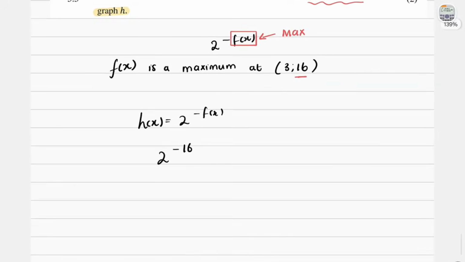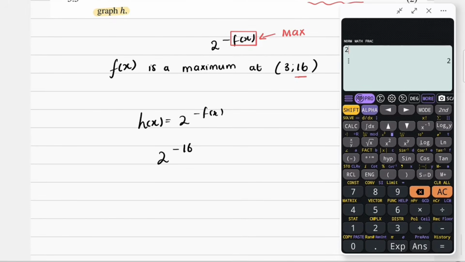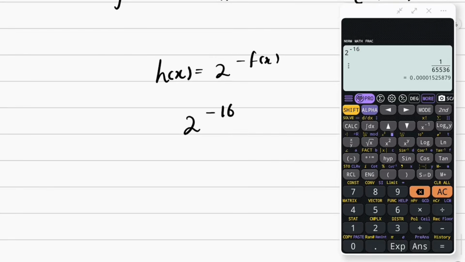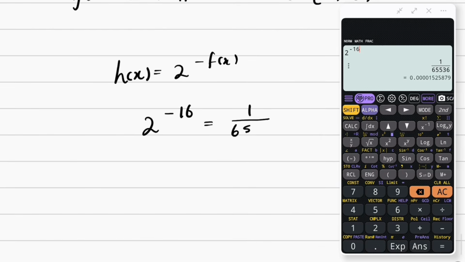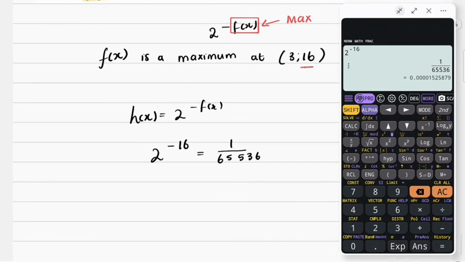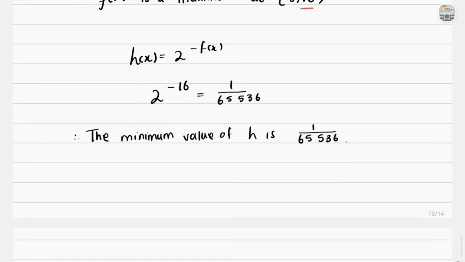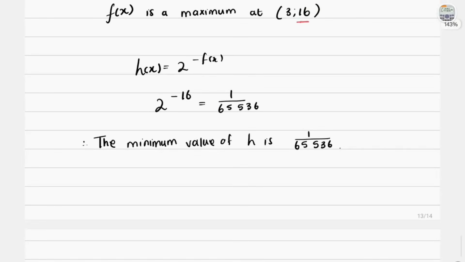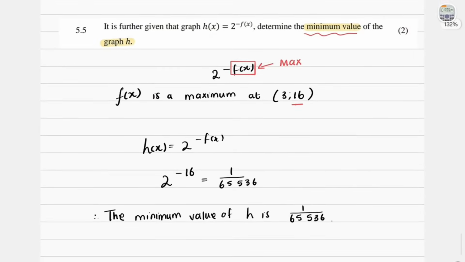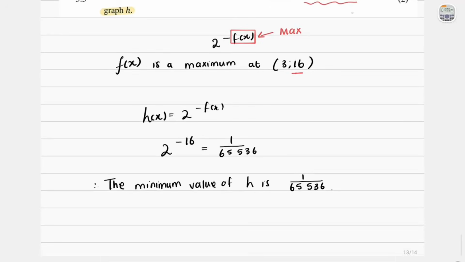And let's just find that on our calculator. So 2 to the power of negative 16. Okay, so we can actually see that. That is simply just 1 over 65,536. That would be the minimum value of the graph of h, and we can just conclude that. Okay, and there we go. That is the minimum value of the graph of h. And that is it for question 5.5. Moving on to the next question.